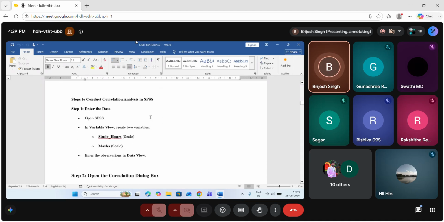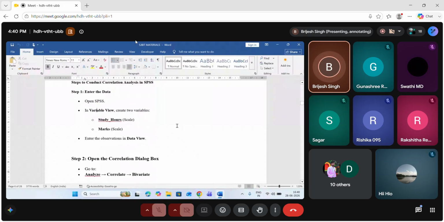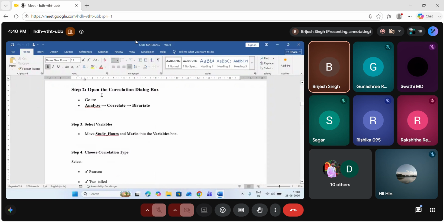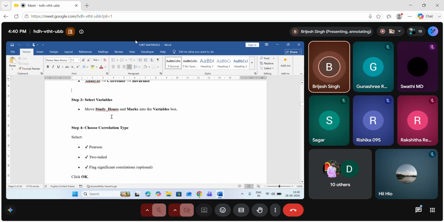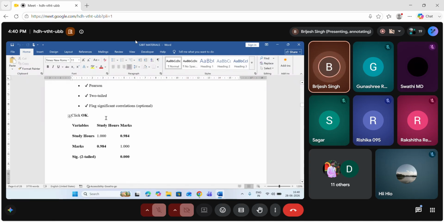And what are the different steps? Quite obviously, you'll be entering the data and defining the variables. After that, to apply the correlation, you'll go to Analyze, Correlate, and Bivariate. After that, you have to select the variables. Let us take two variables, study hours and marks. You select those, and one pop-up box will come. There you have to see that it is selected as Pearson, two-tailed, and flag significant correlations, meaning a tick mark should be there. Once it is there, you can click on OK.